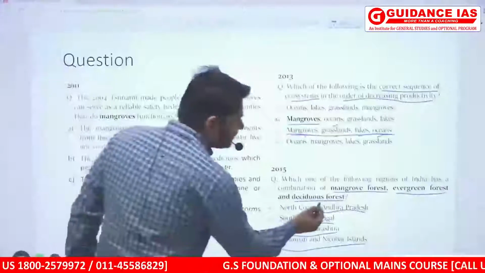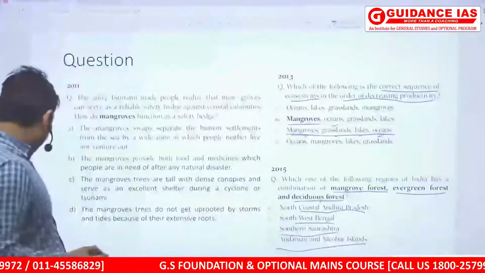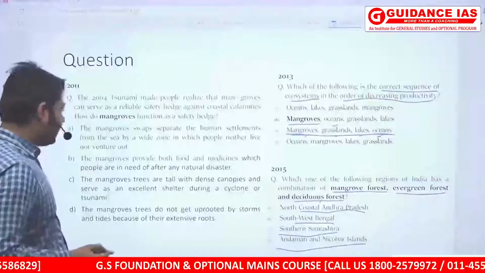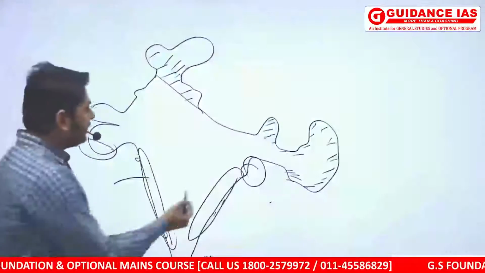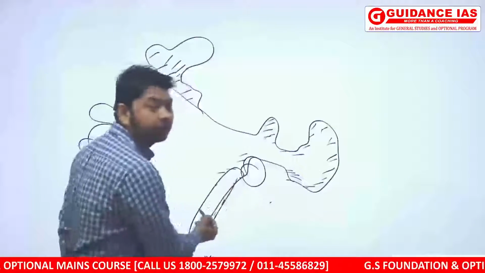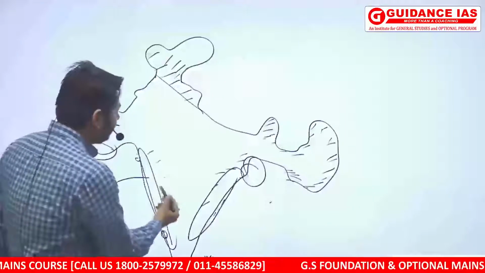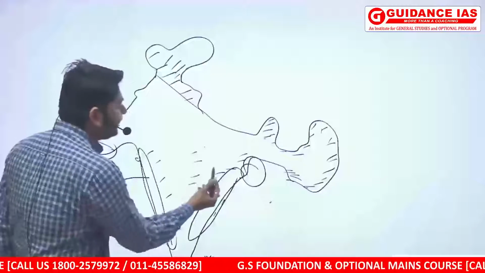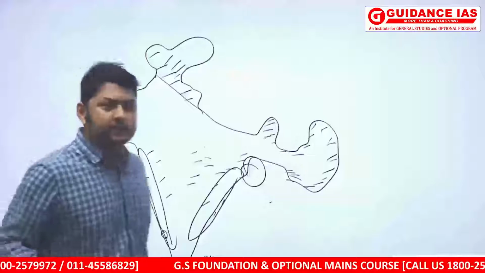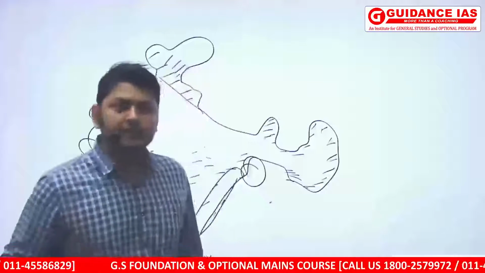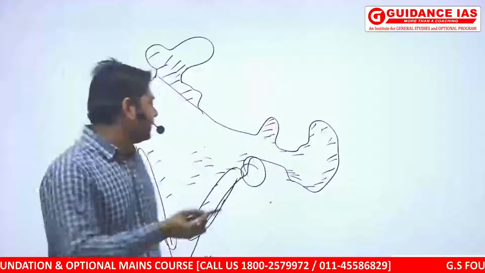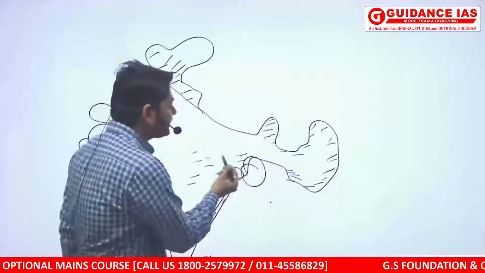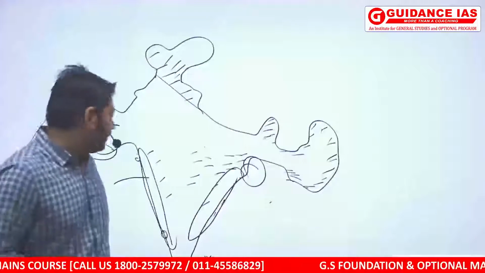Next we have deciduous forest. We know that deciduous forests are basically found in the interior, where the rainfall is less. So it will be in the interior. There are two types of deciduous forest: moist deciduous forest and dry deciduous forest. So we can find this type of forest in the interior of India.